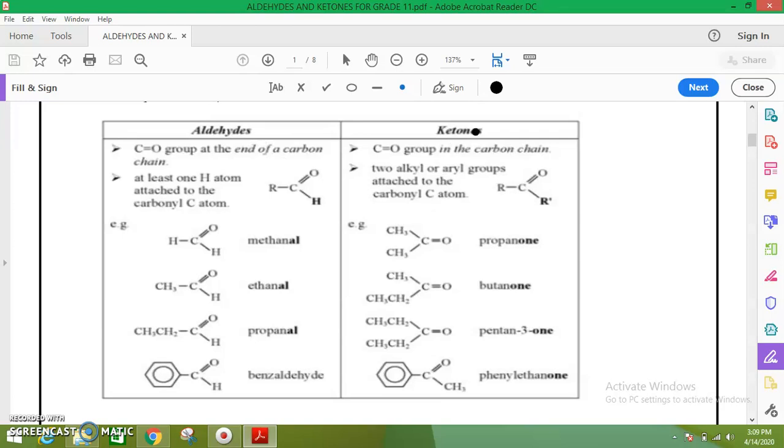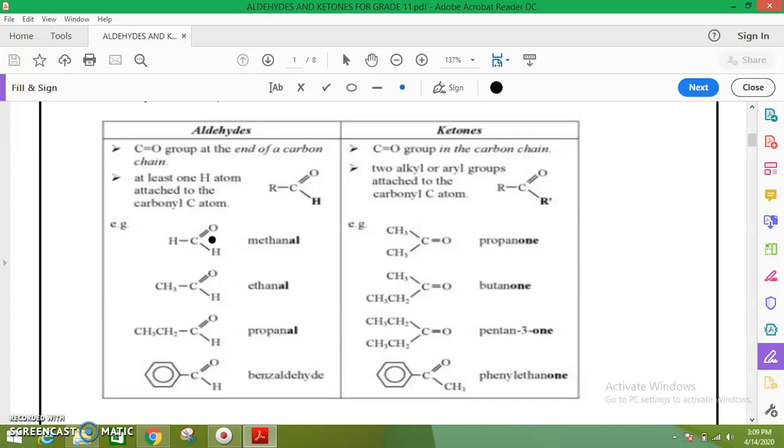Look at the difference in ketones. The C double bond O group is in the carbon chain, not at the end, with two alkyl groups or aryl groups. Aryl group means a benzene ring attached to the carbonyl carbon. So here one R group and here one R group. If two R groups are attached to the carbonyl compound, we call it a ketone. If one R group and one hydrogen are attached to the carbonyl compound, we call it an aldehyde. So this is the difference between aldehyde and ketone.